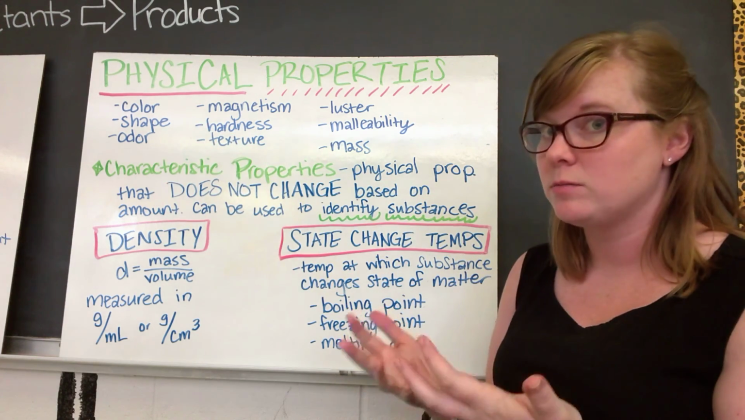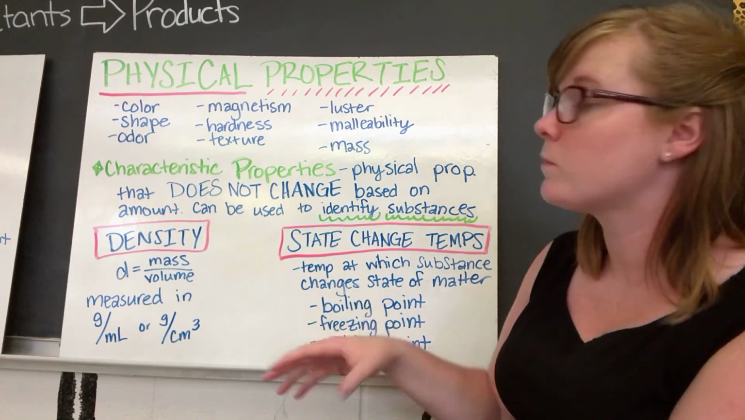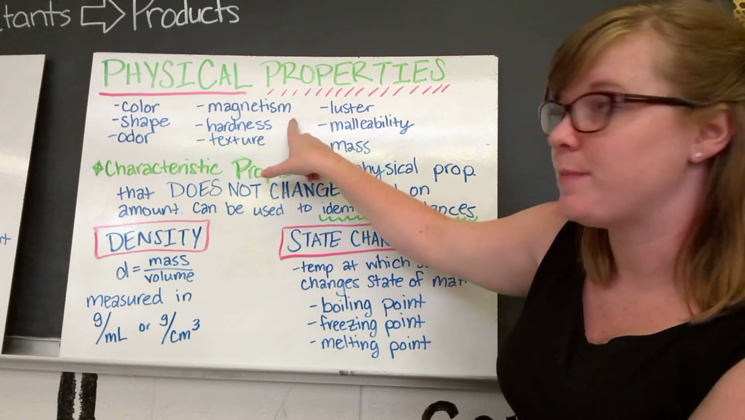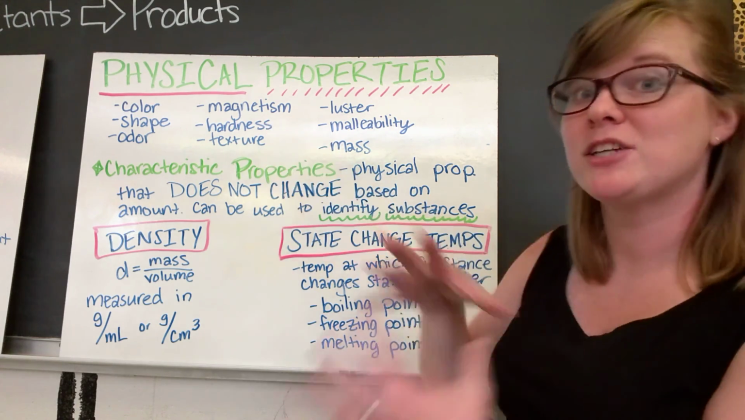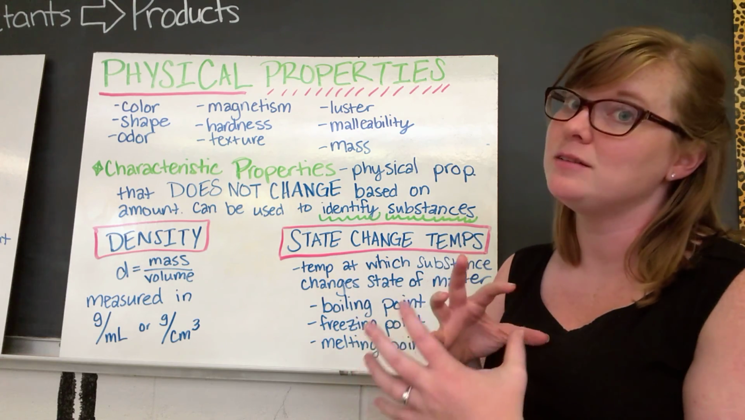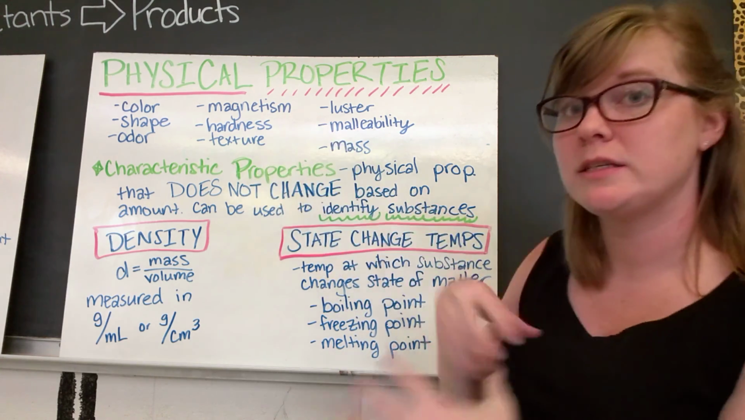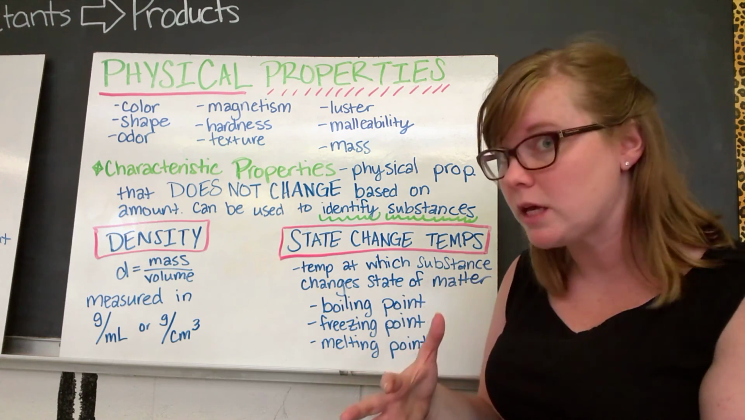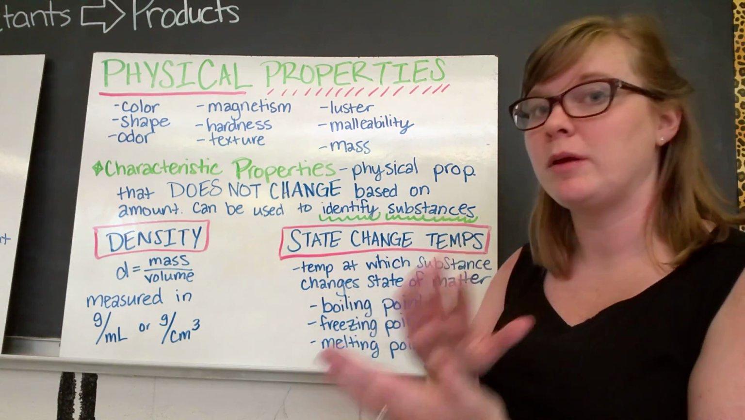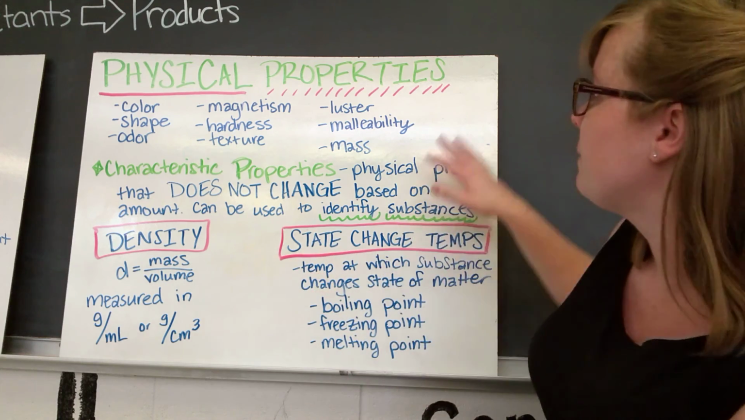So what color it is, what shape it is, what it smells like. Magnetism, whether or not it's magnetic. Hardness, we actually measure this on what's called the Mohs hardness scale. Diamond is the hardest substance on Earth. So hardness is literally going to be how hard is it. Texture can be rough, smooth, bumpy, etc.